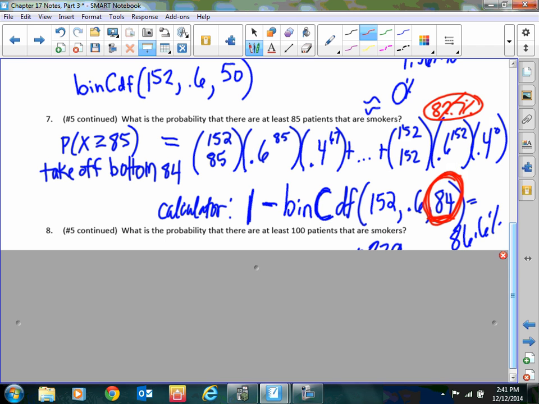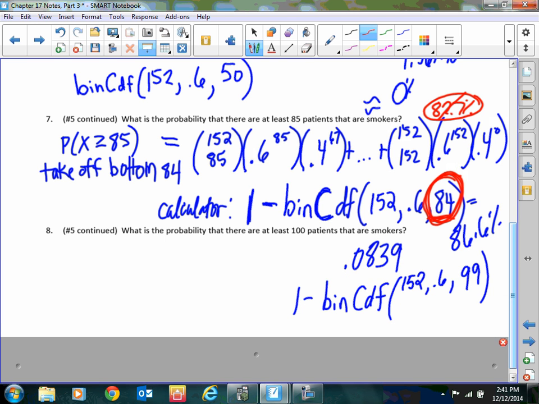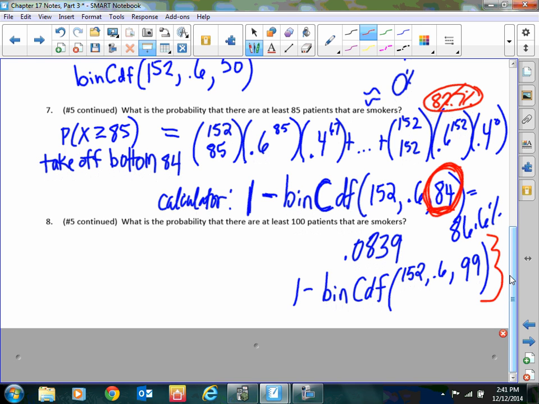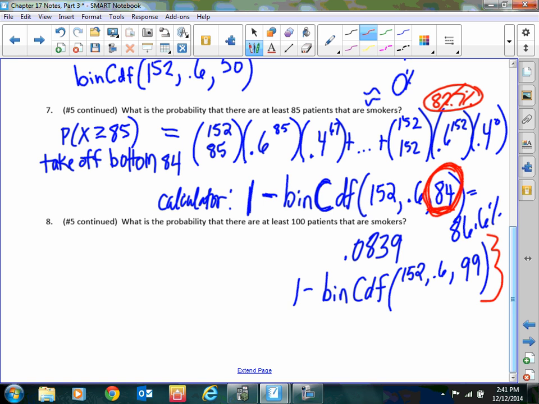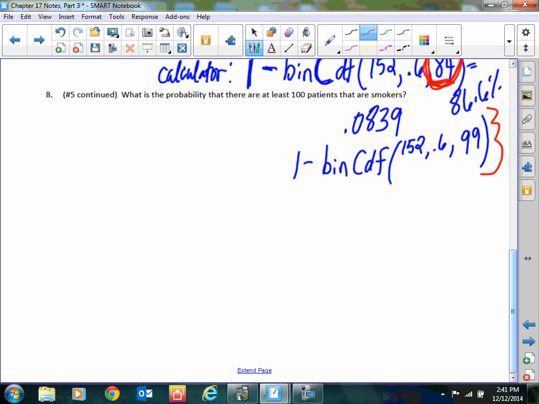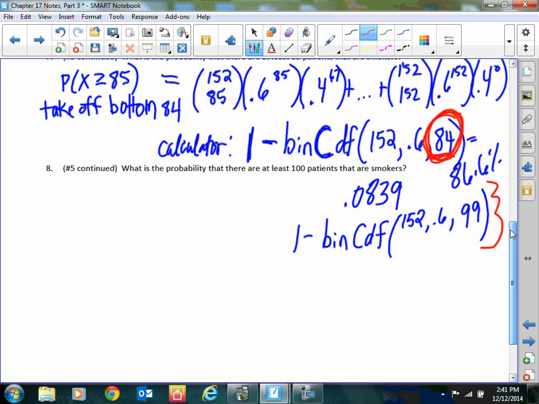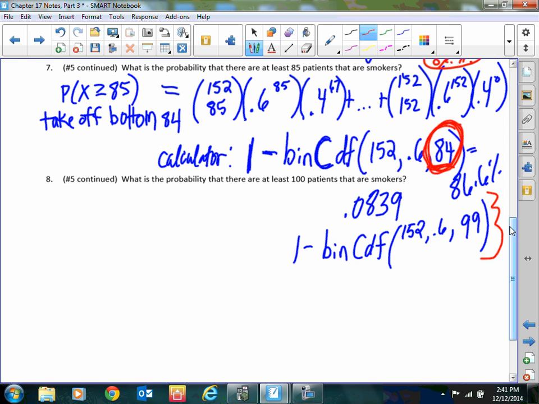Number 8 is the same way. I did not write the work on this. But here is taking off the bottom 99 so that you get 100 and above. Okay? And that gives you an answer of 0.0839. So 8.39% chance that there would be at least 100 patients. So it's probably going to be somewhere in the middle there.